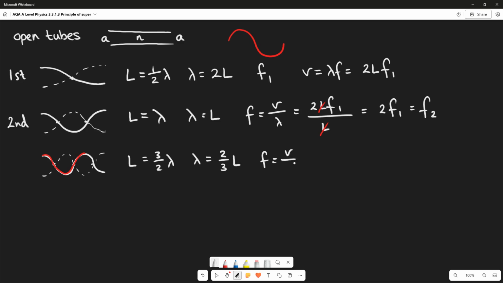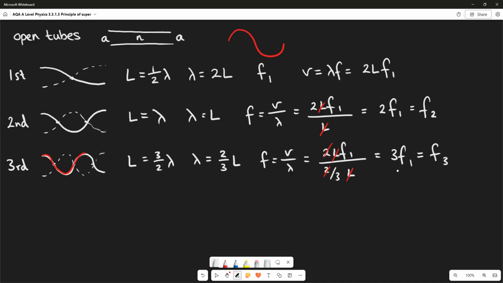The frequency is given by this, which we substitute the first harmonic into. And this wavelength, cancel. And we get this harmonic being 3 times the first harmonic, which means that we have the third harmonic. And then we have it. So this is the mathematics of standing waves.